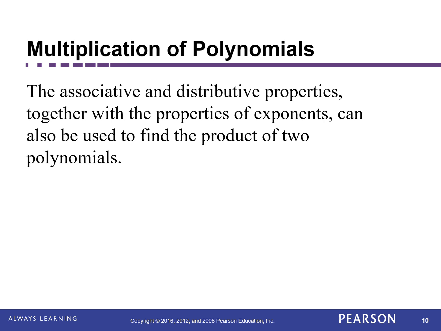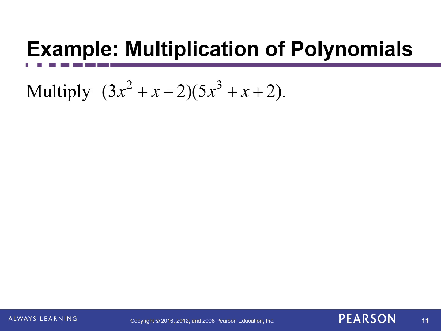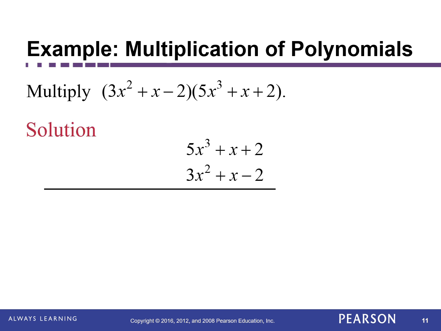Now let's look at the multiplication of polynomials. The associative and distributive properties together with the properties of exponents can also be used to find the product of two polynomials. So let's look at multiplying 3x squared plus x minus 2 times 5x to the third plus x plus 2. Now, let's look at these solutions here.